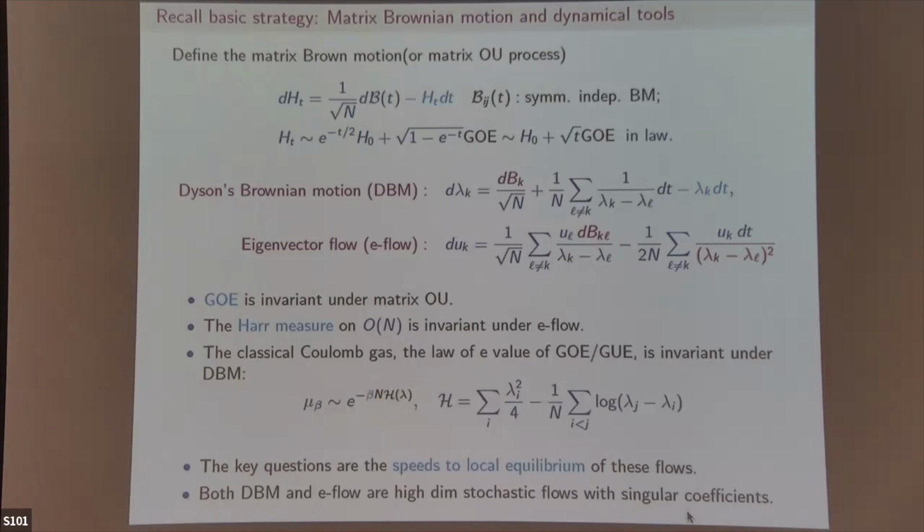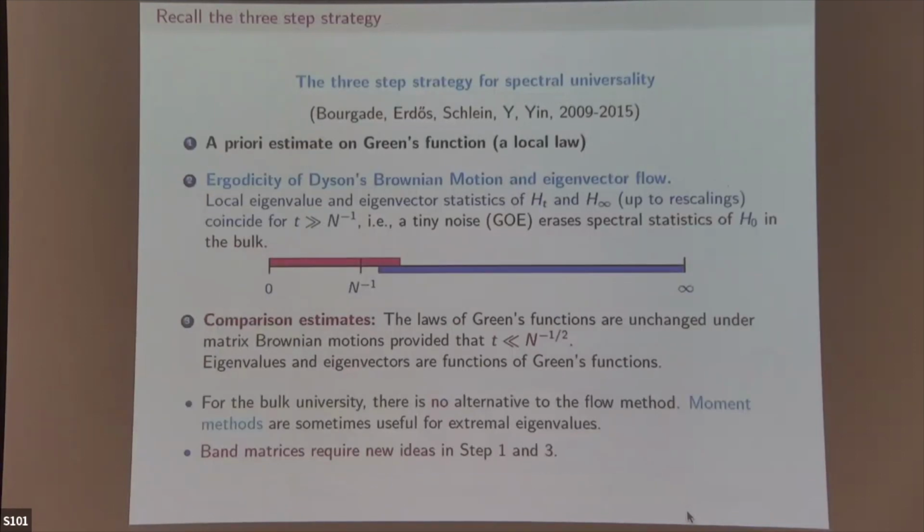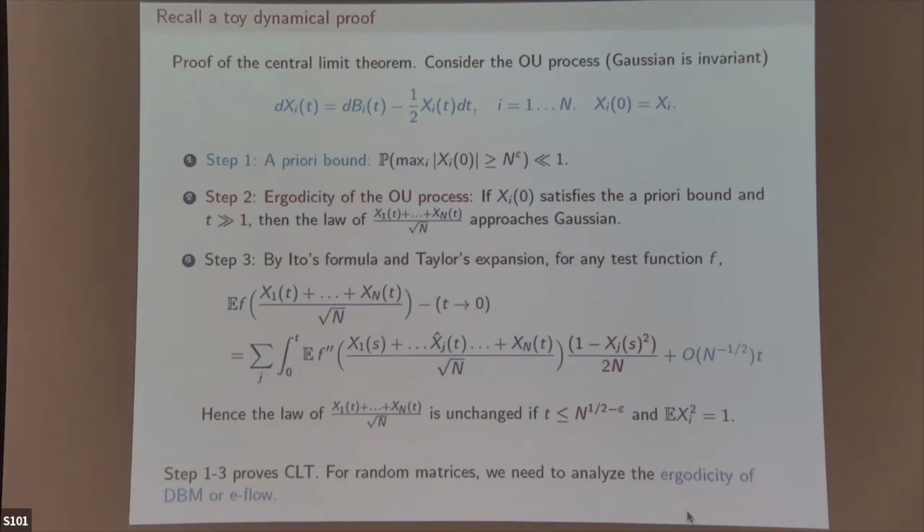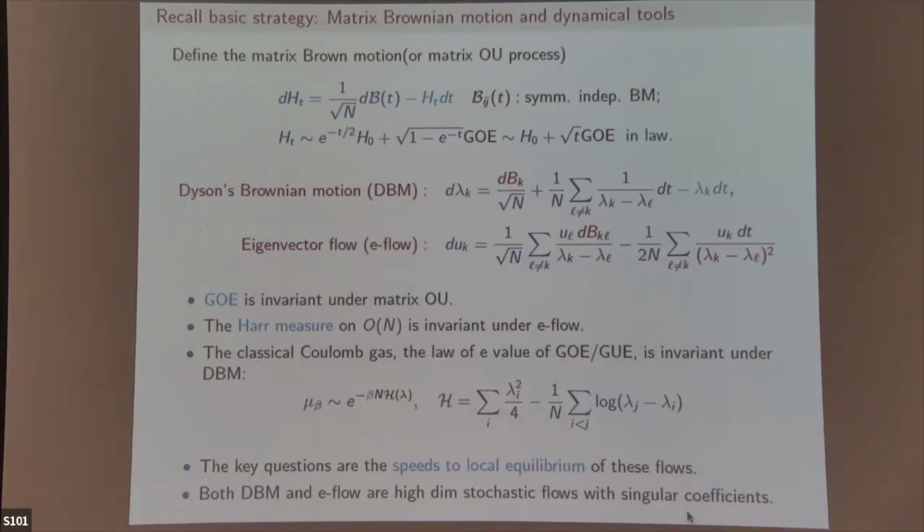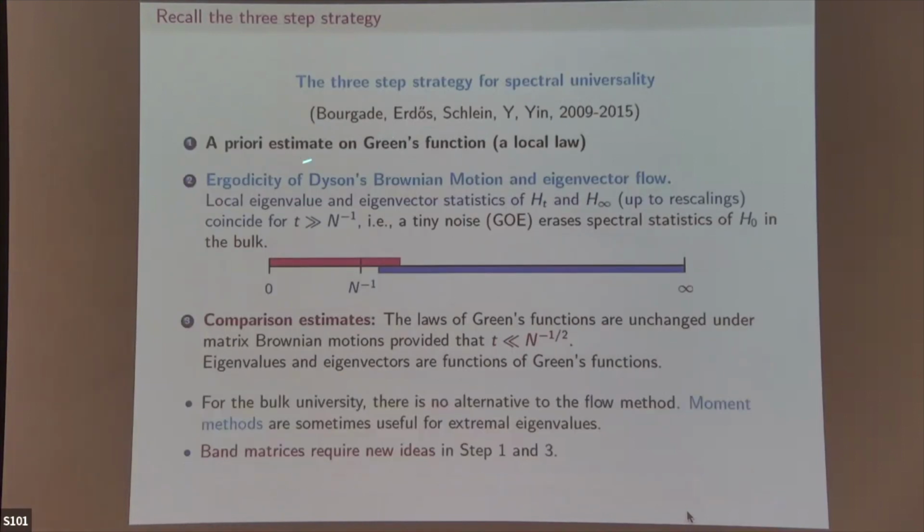So now the question, if you compare with the previous step, becomes the speed at which these two dynamics converge to equilibrium. So the whole question just becomes a question about ergodicity of high dimensional flows. And the previous CLT proof really just becomes this three-step. The first step is we need the a priori estimate on the Green's functions, and I will explain this. Then the second step is you need the Gaussianity of Dyson Brownian motion, and the eigenvector flow. And the third step is the comparison of how the law of the Green's function changes under this matrix Brownian motion.